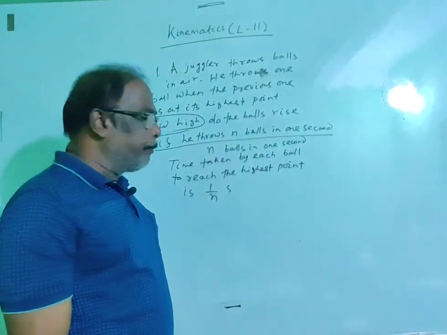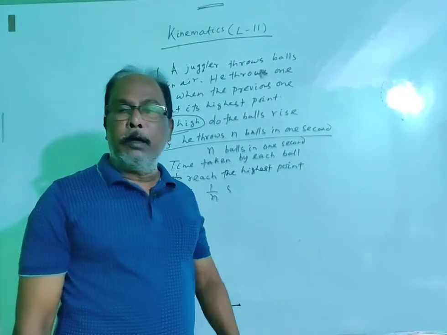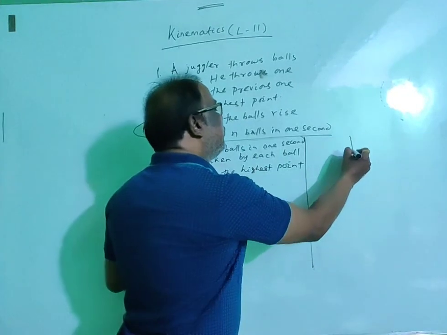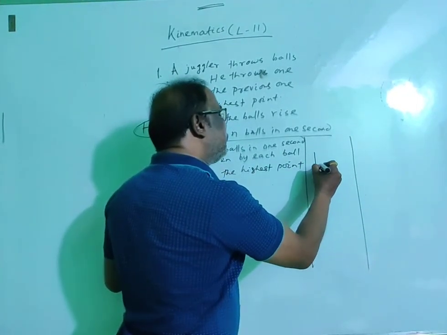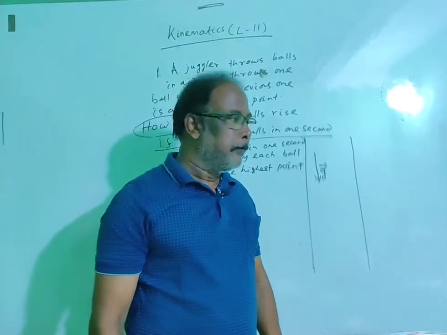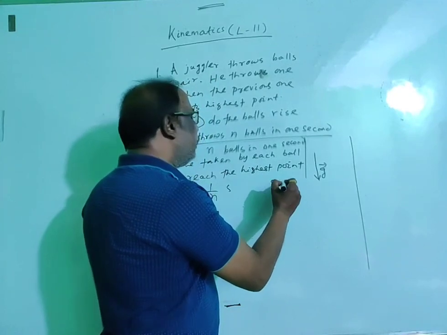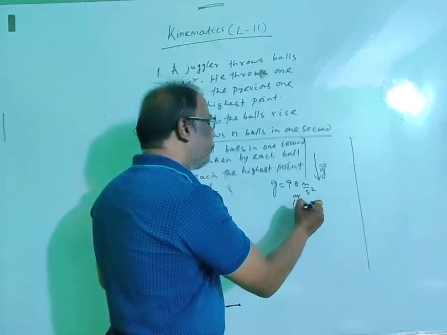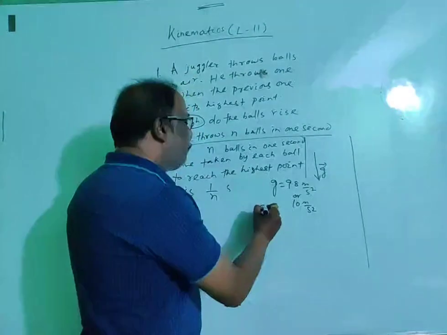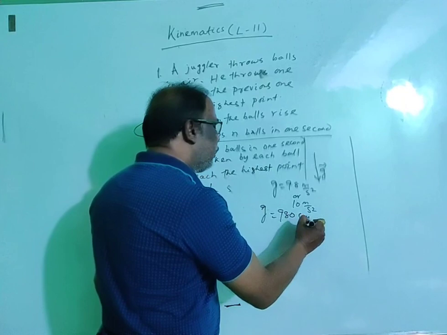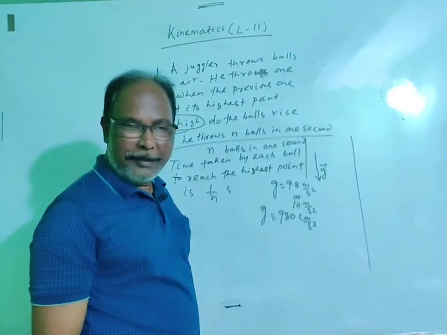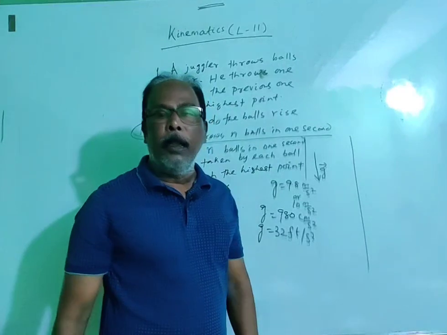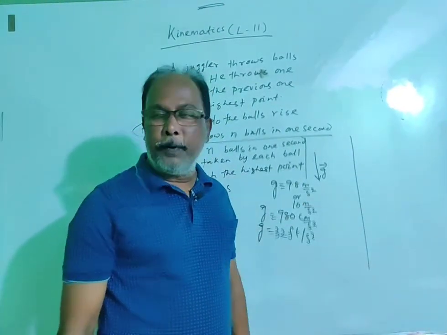Before going to the solution, the general aspects of motion under gravity. In motion under gravity, acceleration due to gravity acts in the vertically downward direction. The value of acceleration due to gravity in different systems of units is 9.8 meter per second square, or you may take 10 meter per second square in MKS. It is 980 centimeter per second square in CGS, and 32 foot per second square in FPS. These are different values in different systems of units.